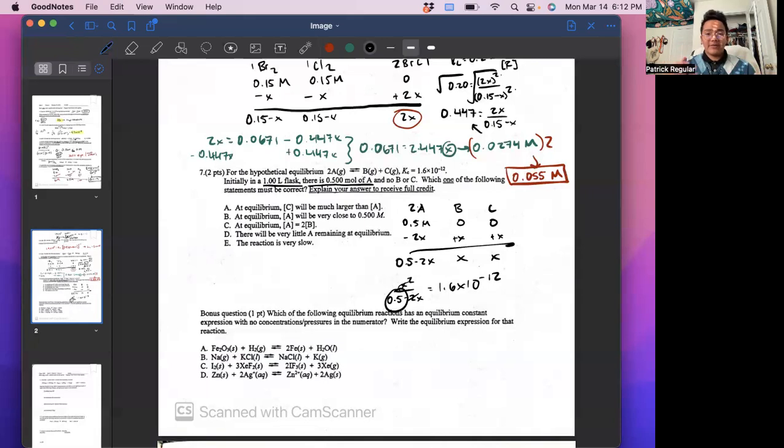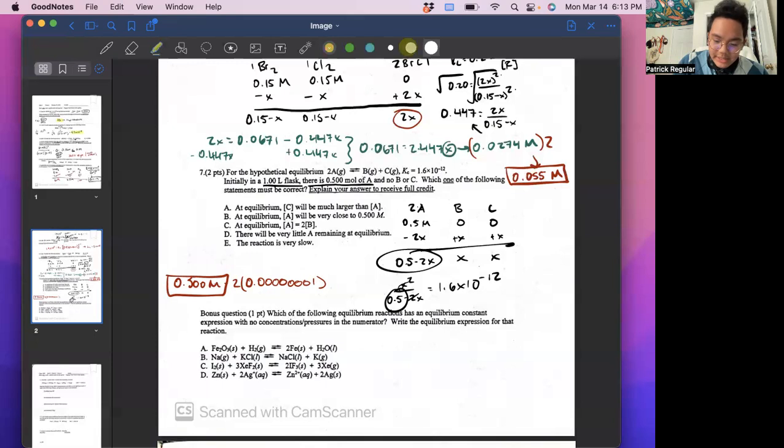If there's a lot of A, our equilibrium concentration of A is just like subtracting our 0.500 molarity minus 2 times, let's say, 0.0000001. It's probably even smaller than that. If you're subtracting that much, it's really negligible. So it's pretty much just going to be 0.5 molarity. And that's why our correct answer is B. All right. Let's move on to our bonus question.